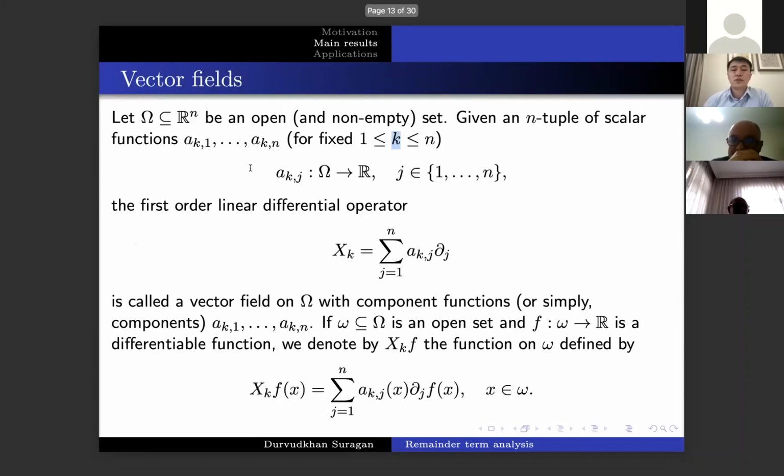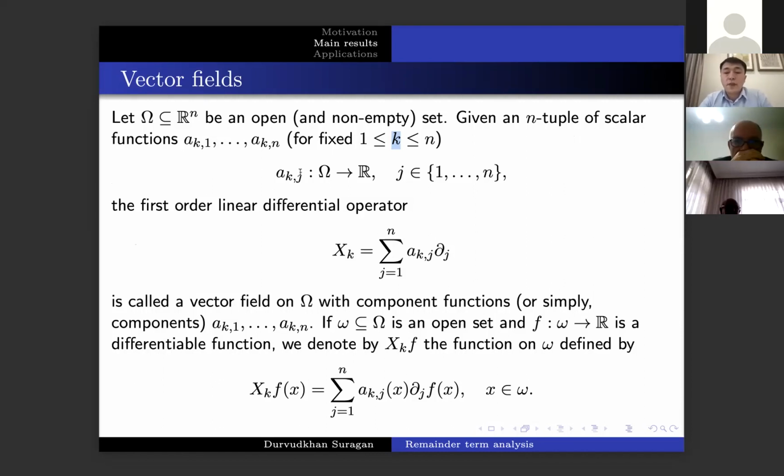What does smooth mean? Smooth means that our scalar functions are smooth functions, and real means we are only interested in real-valued functions. But in general, some of our arguments can also be considered for complex-valued functions. But let's make this presentation simpler, and so I believe we will reach our aim quickly.